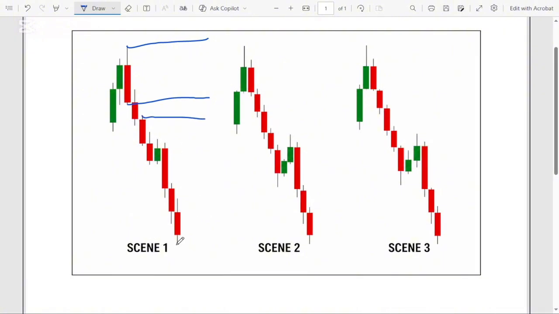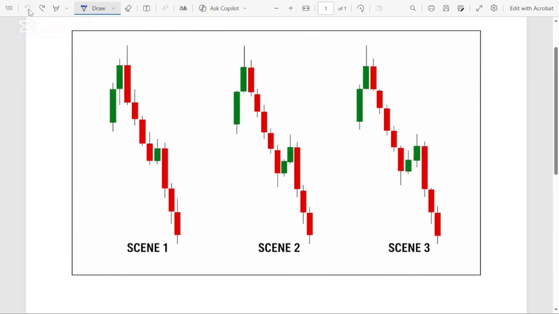Okay, so you see what happened, the market will trade there and then is a valid order block. All right, now since that is done, let's look at the third scenario right here, the second scenario.